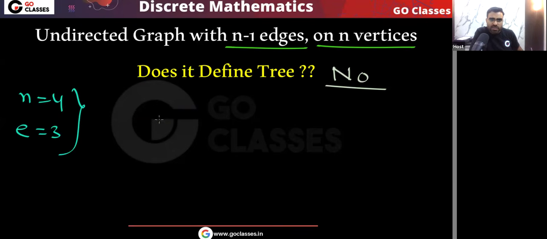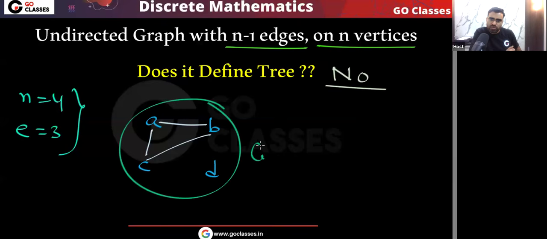Basically, I am taking 4 vertices and 3 edges. I need to put 3 edges. So what I can do is put 3 edges like this. Yes or no? Now you can easily see that the condition is satisfied but this is not a tree. So this is the counterexample. I hope you understood.